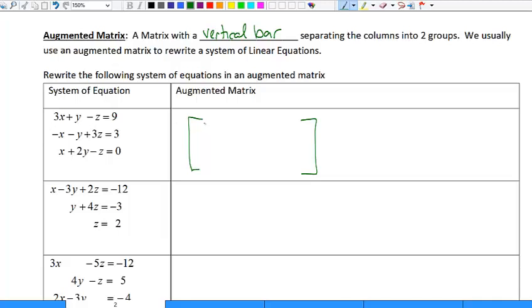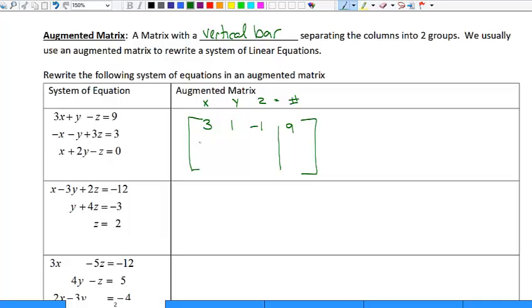So the coefficient of the first variable, x, is 3. I'm going to put all the x's in the first column, all the y's in the second column, all the z's in the third column, and then all the numbers in the last column. I want to separate the x's, y's, and z's from the numbers because there's an equal sign there. So for the equal sign, that's where I'm going to put my bar. That's what makes it an augmented matrix. My first variable is x, which has a coefficient of 3. My second variable, y, has a coefficient of +1. My z coefficient is -1. Equals, that's where the bar comes in, and my number is 9.